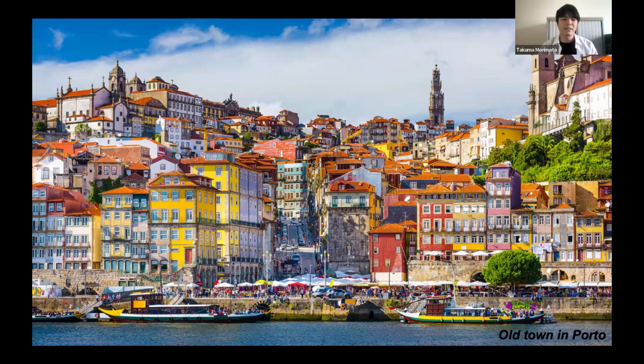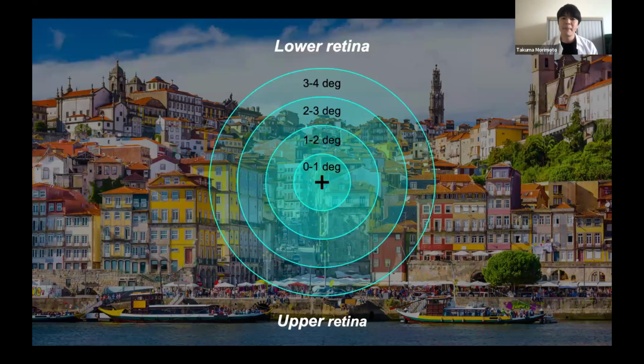So this is a work I did in Portugal, that's why I'm showing this picture. This is my favorite city in Portugal, and the old town in Porto is known for these very beautiful, colorful buildings. What I want to point out here is, well, this is an extreme example maybe, but in general, the natural environment presents complex spatial and chromatic structures, which means at any given time point in our daily life, individual cones on our retina might be exposed to very different spectra.